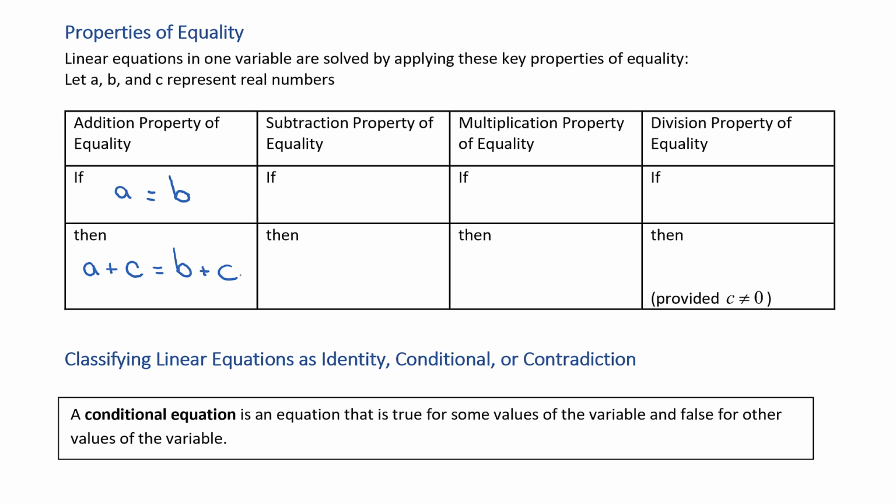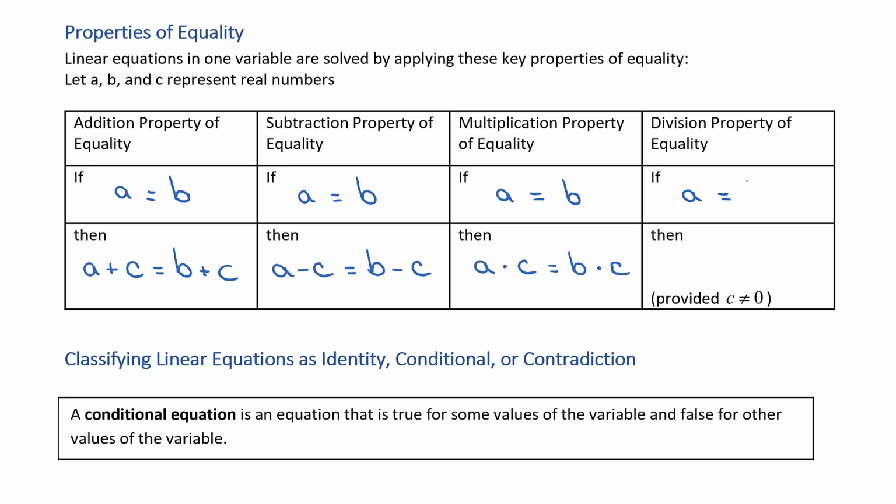This means we're allowed to add the same quantity to both sides of the equal sign. In the subtraction property of equality, if a is equal to b, then a minus c is going to be equal to b minus c. We are allowed to subtract the same quantity from both sides of the equal sign. And in the multiplication property of equality, if a equals b, then a times c is going to be equal to b times c. We are allowed to multiply the same quantity to both sides of the equal sign.